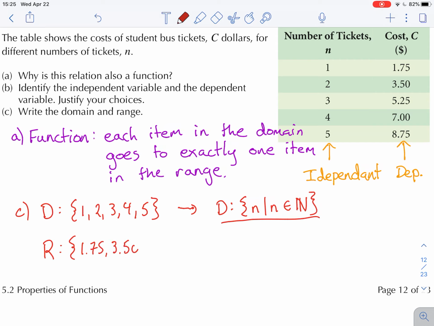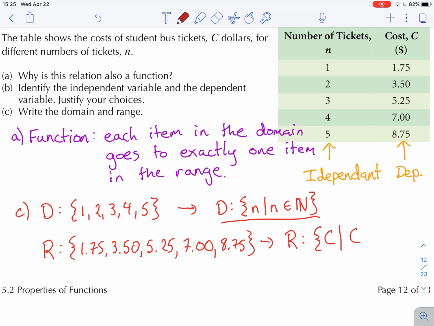Our range, well, strictly according to that table, it's 1.75, 3.50, 5.25, 7.00, 8.75, but it could be lots of other numbers. It depends on the formula, the relation between these two. But because it could be more numbers, we can do something similar to what we've done with the domain here.